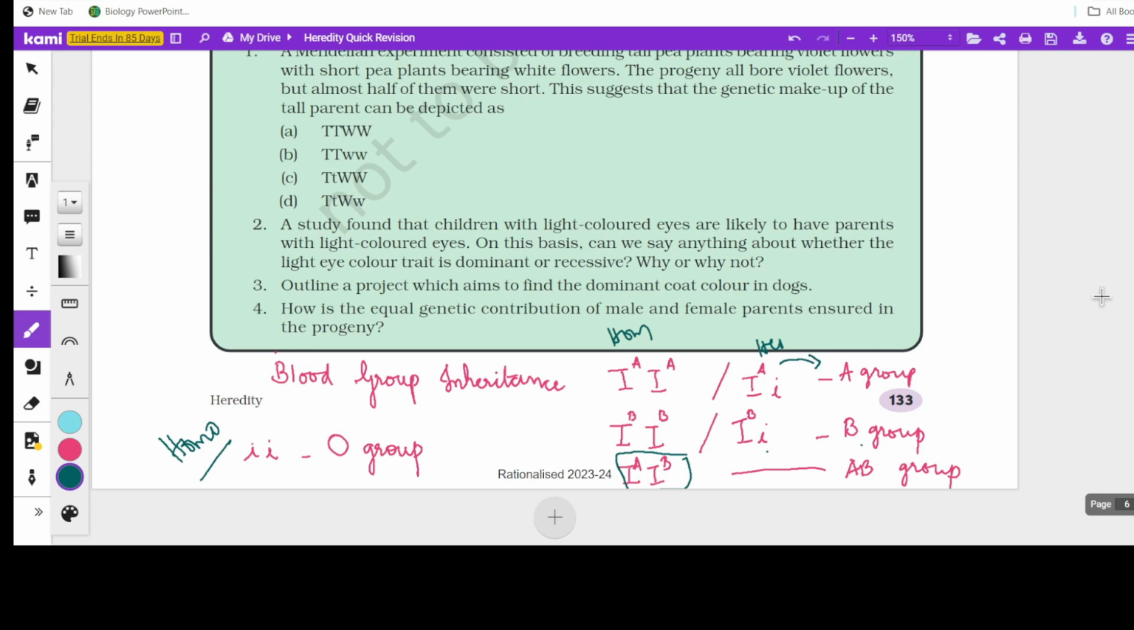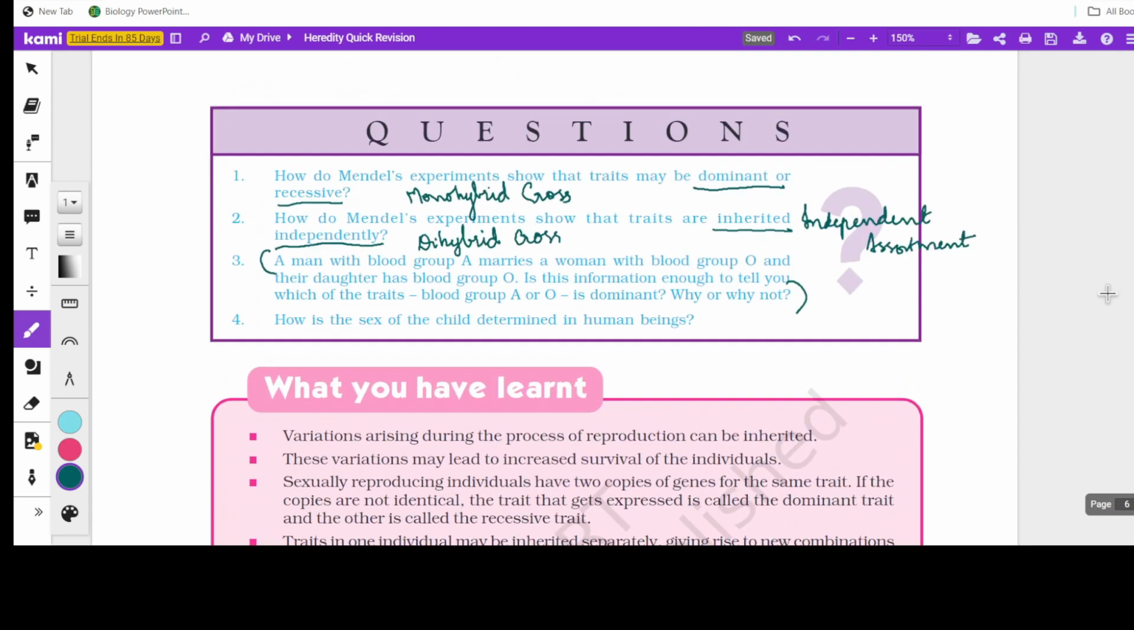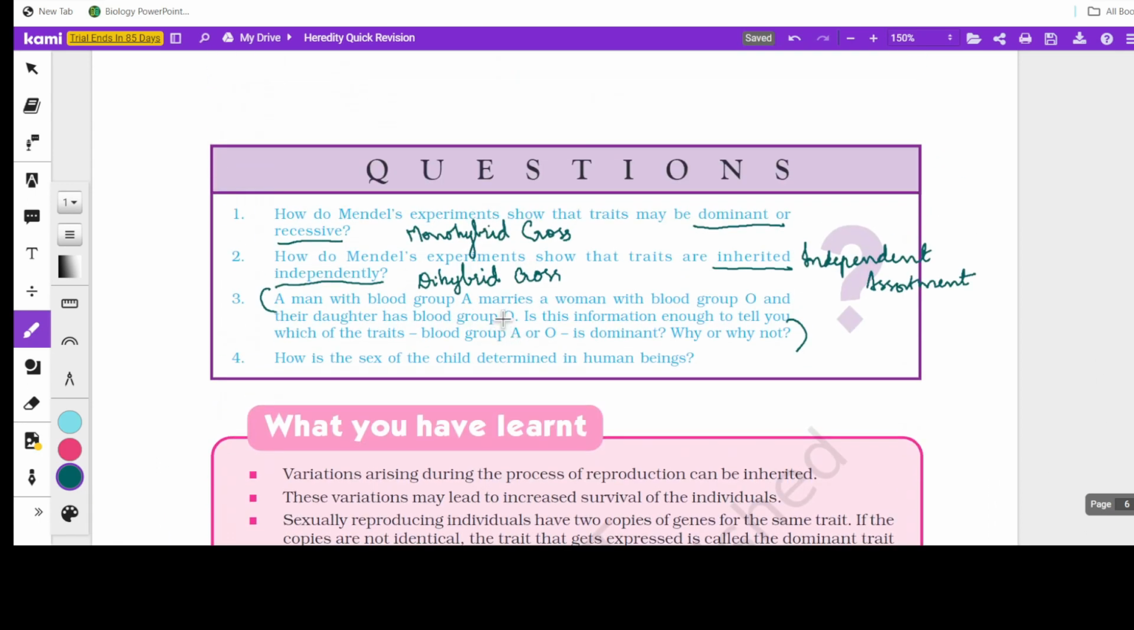So here the question they have asked is a man with blood group A. For blood group A, I have mentioned we have two combinations. It can be either IA IA or IA and recessive i. It is not mentioned here. They have simply said blood group A marries a woman with blood group O. O is obvious. And their daughter has blood group O. The daughter also got blood group O, first generation.